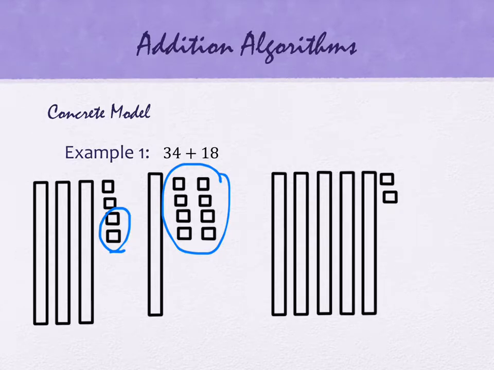And then based on this picture, this model, what do I end up with? Like, how many is this? What is this number? 52. Right, this is the number 52 because there are 5 longs and there are 2 units.